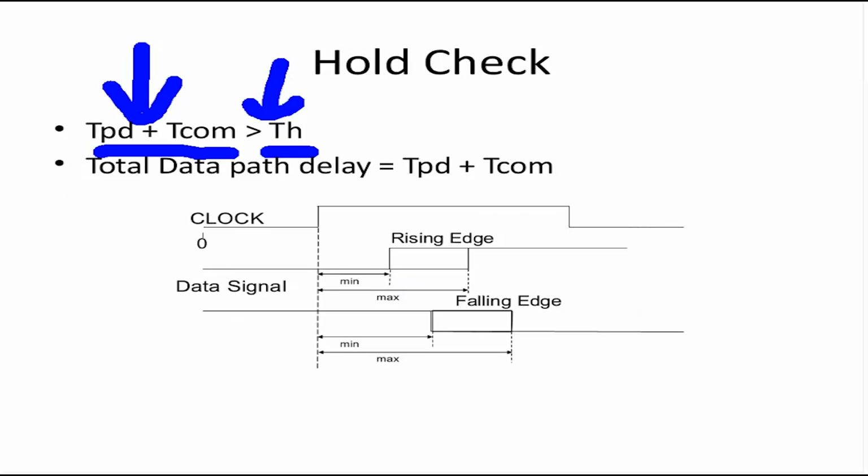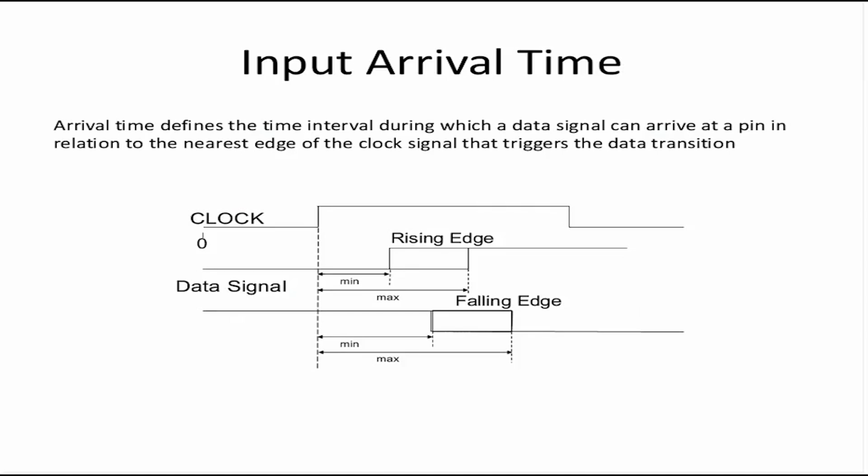Right. Now let's talk about input to register path. So input to register path, the input comes from external world, external to our design or external to our chip. So there's something called input arrival time, which defines the time interval during which data signal can arrive at a pin in relation to the active clock edge that triggers the data transfer.